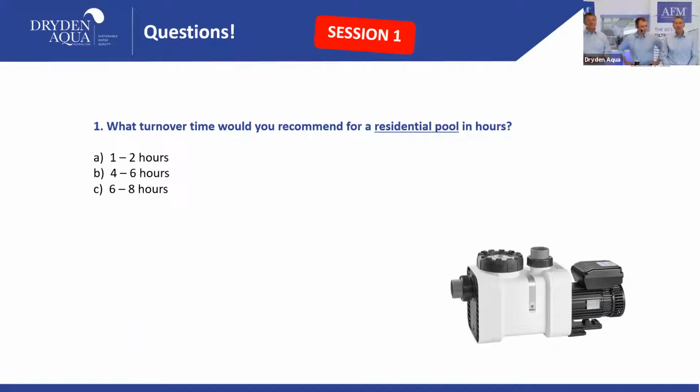First question. What turnover time would you recommend for a residential pool in hours? Is it A, 1 to 2 hours, B, 4 to 6 hours, C, 6 to 8 hours? And the answer is B. Perfect. Look at that.